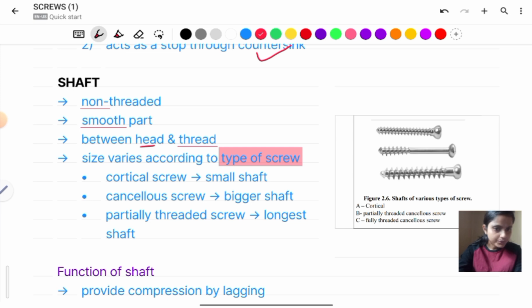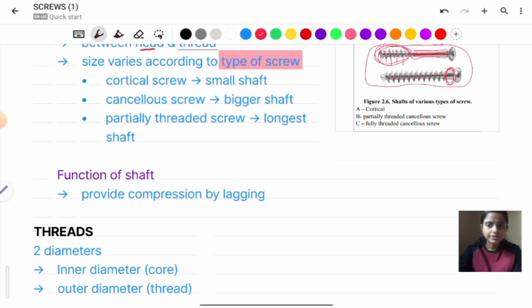This is the cortical screw, in which there is a big head and a small shaft. This is the cancellous screw. It has a bigger shaft as it is partially threaded, so it has the longest shaft. So the cortical screw has a small shaft, the cancellous screw has a bigger shaft, and the partially threaded screw has the longest shaft.